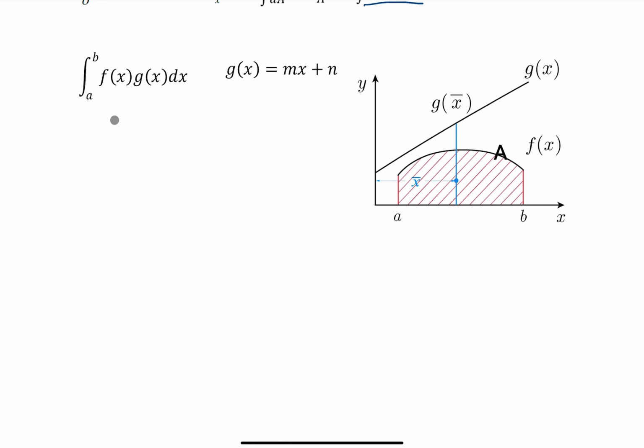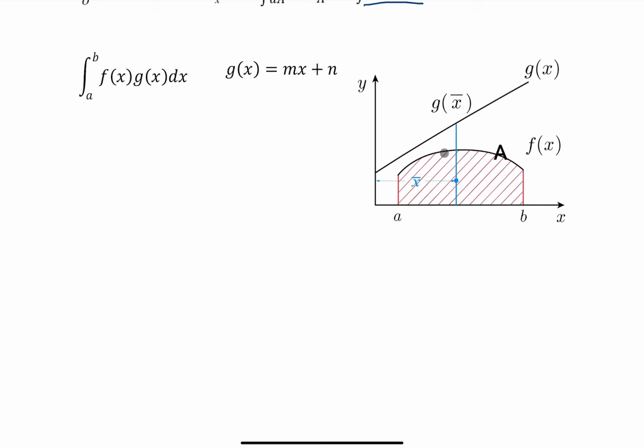For visual integration, we basically deal with integration involving m(x) and M(x). Here I just express a general case. We have two functions of x, f(x) and g(x). In particular, g(x) is a linear function expressed by mx plus n. If we draw these two functions on the coordinate system, a general case is like this. This linear line is g(x), and f(x) can be a linear or non-linear line.